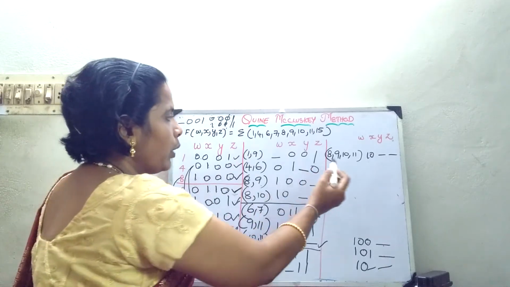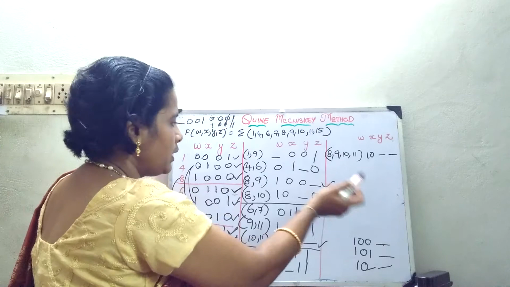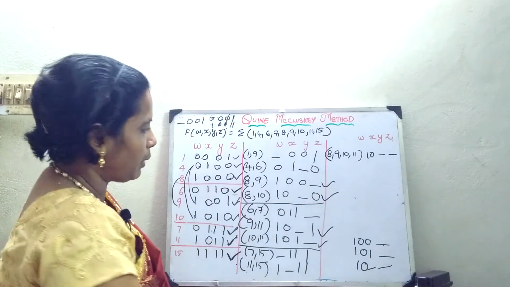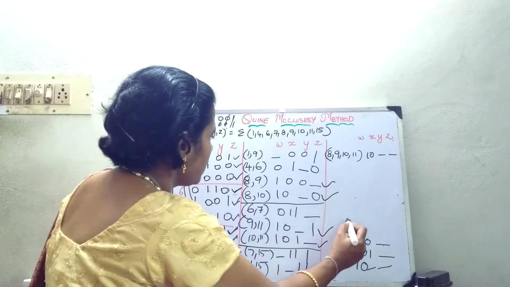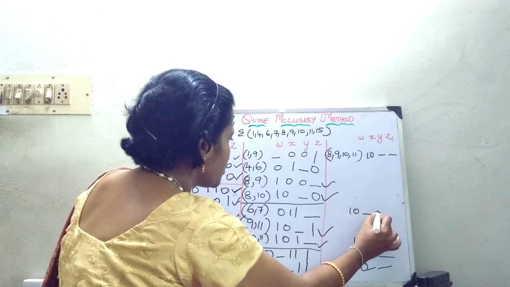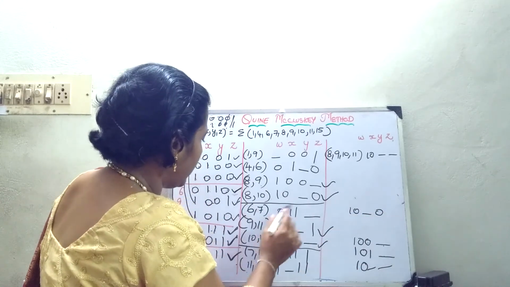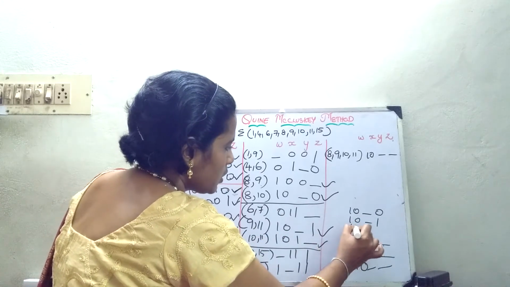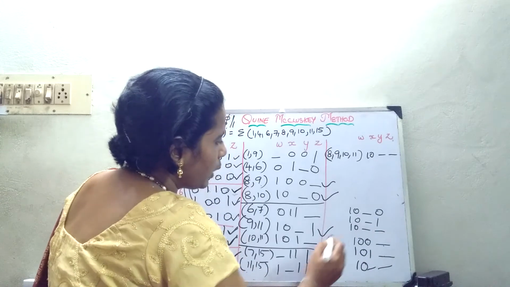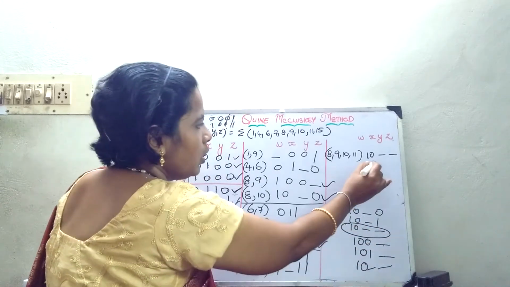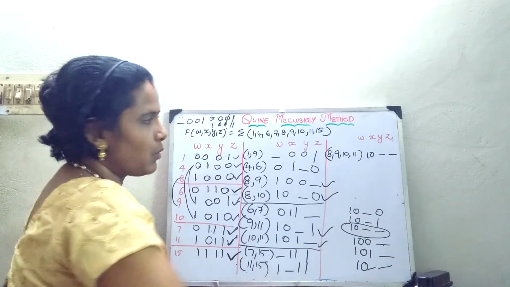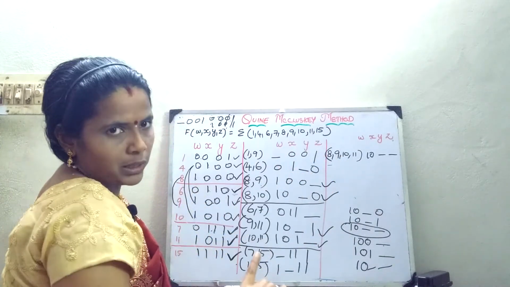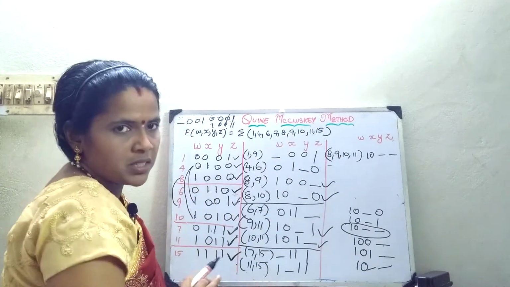And here whenever I am getting 8, 9, 10, 11, then 8, 10, 9, 11 also will give you the same answer. If you want, you can check. 8, 10 is 1, 0 dash 0 and 8, 10, 9, 11 is 1, 0 dash 1. So 1, 0 dash is common. So 1, 0 dash dash. So it is the same answer. When you want to write the two terms again, when it is coming twice, you can write only once. So this finishes the first table.